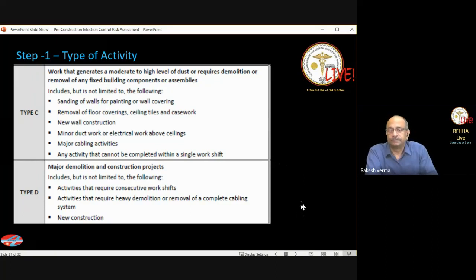Similarly, escalating, type D is a major demolition and construction project where you actually get into excavations, breaking down a certain part of the building or a wall, and activities that involve complete heavy demolition, or where the complete plumbing system or a significant portion is removed, or cabling is removed, like that. So the first element is to figure out what type of activities we are undertaking.